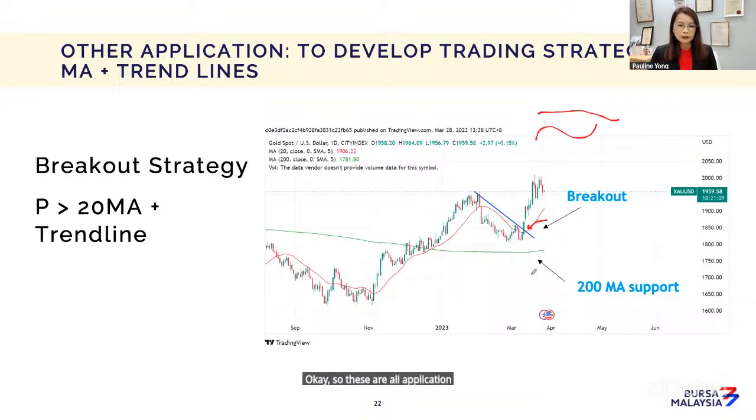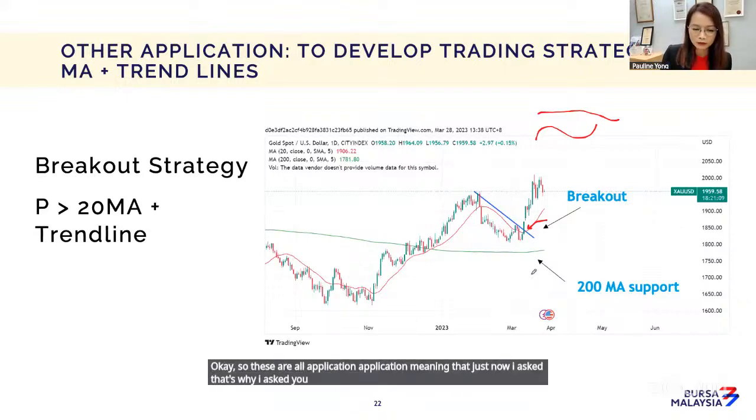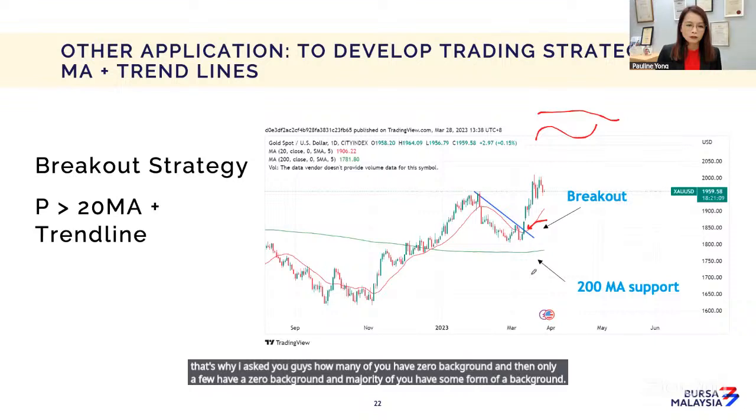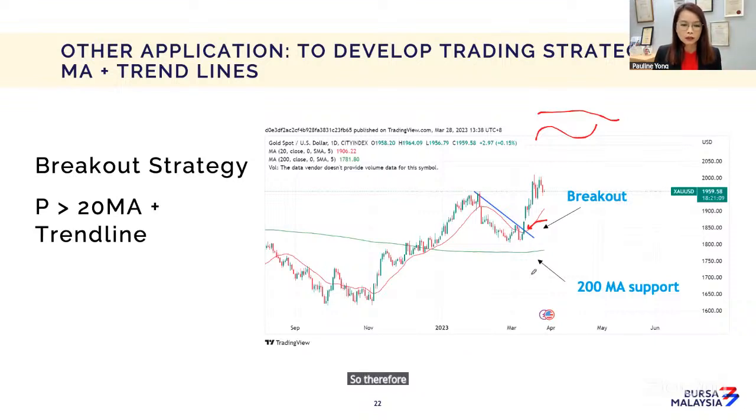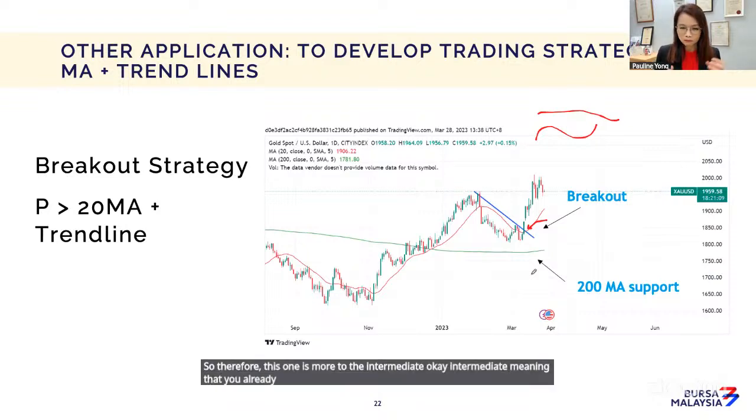Applications, meaning that just now I asked how many of you have zero background, and only a few have zero background, while the majority of you have some form of background. So this one is more intermediate. Intermediate means that you have already learned about the stock and the charting, so you are able to apply it better.